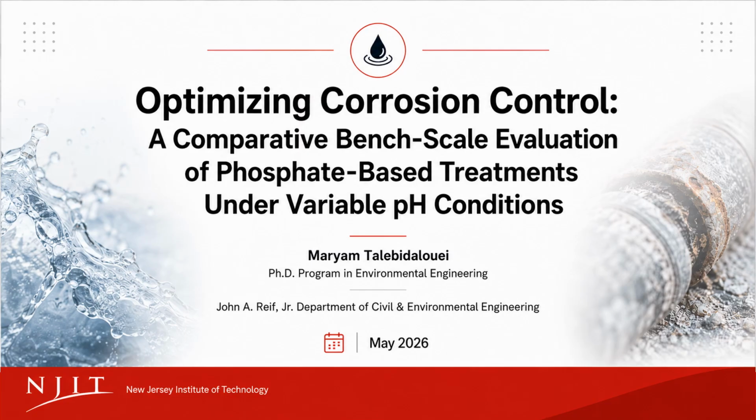Basically, we wanted to see how three different blended phosphate treatments perform under two pH conditions, one lower around pH 6 and one higher around pH 8. The main question here was, how do the treatment type and pH affect lead release from plumbing materials?